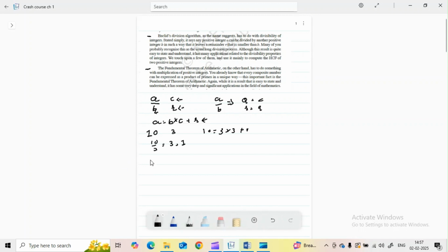What does the fundamental theorem of arithmetic say? It says that any composite number... what is a composite number? There are two types of numbers. One is the composite number and another one is the prime number. So what is the composite number? A composite number is one which we can divide, right? So let's take an example, 15. We can divide 15 into 5 and 3. And what is a prime number? A prime number is one which we cannot divide, like 5. We cannot divide 5 into any other numbers, right?